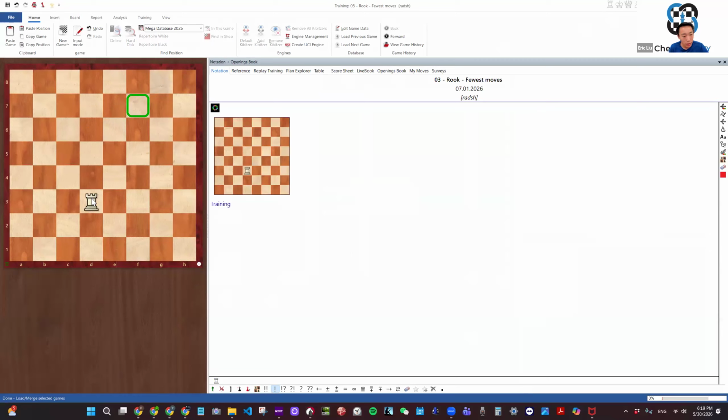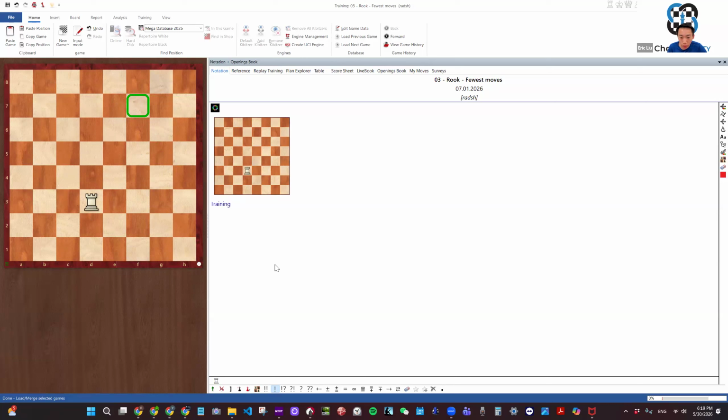We have a rook here on d3, and the rook wants to get to this square on f7. What is the fewest number of moves the rook must take to get from d3 to f7? It can get there really fast. Yes, 2 is the right answer.